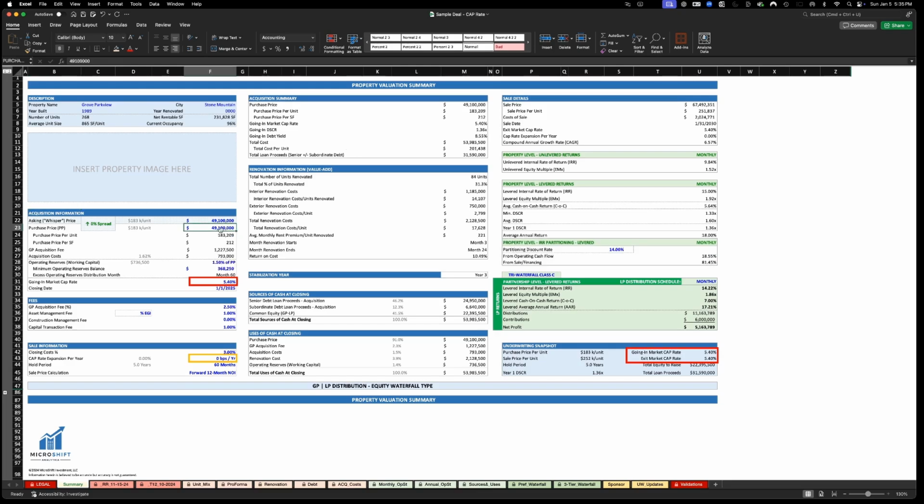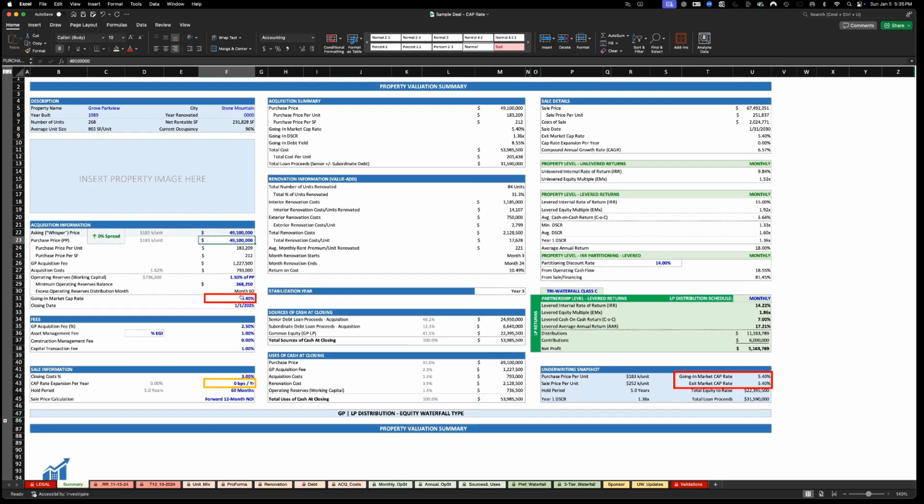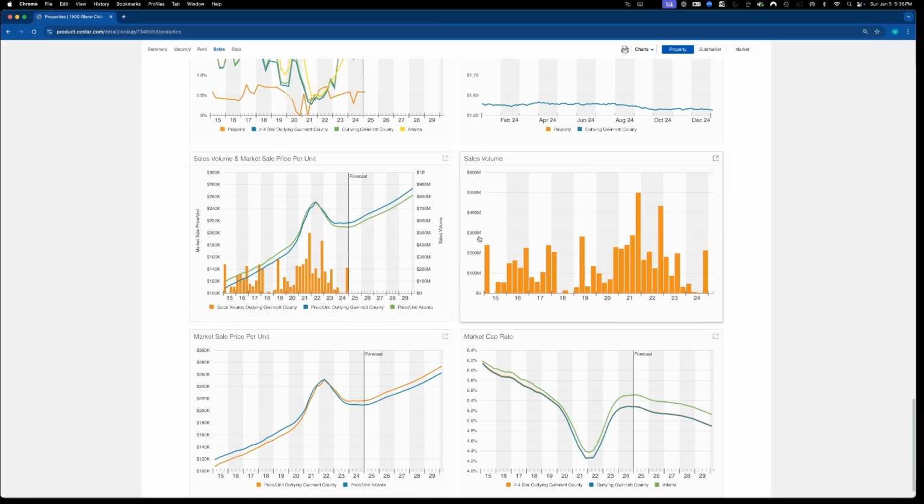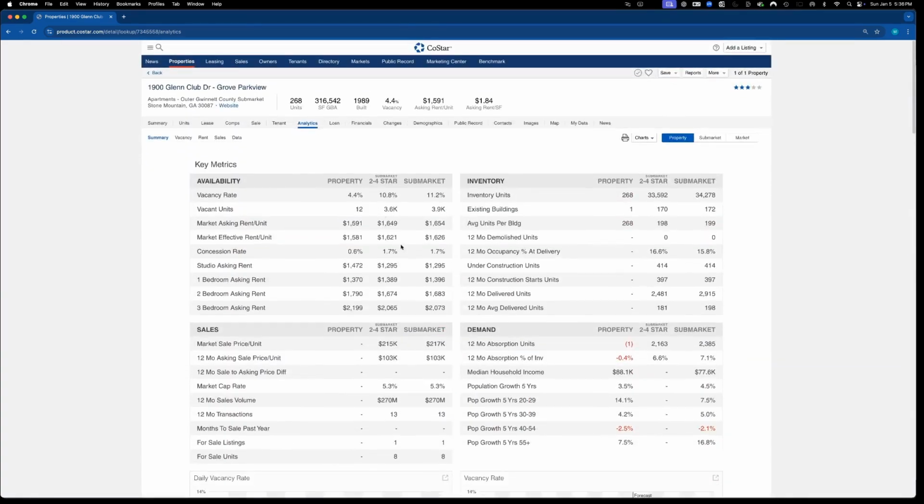The seller was asking for $49.1 million. Going in market cap rate is at 5.4%. You can get this information from CoStar. If we look at CoStar, this is the property that we're looking at, Grove Park View.